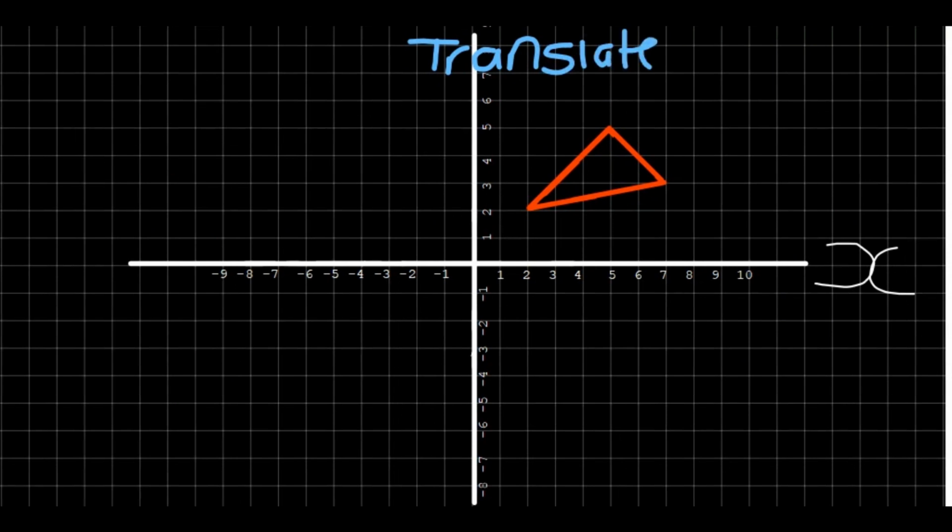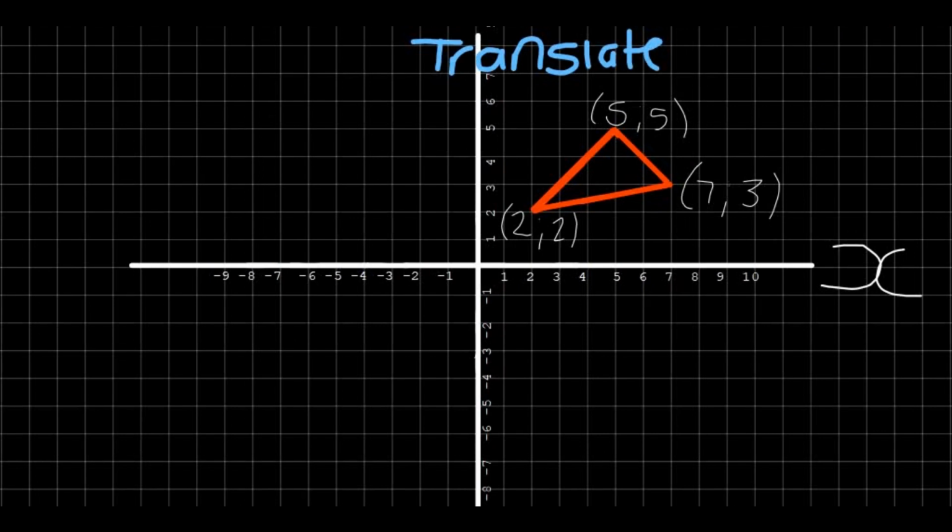Now I have here a triangle, and in this triangle I have a few points. Let's mark the points here. It's going to be 2 on the x-axis, 2 on the y-axis, and 5, 5, this top point or coordinate, and 7 on the x, 3 on the y. Okay. So I'm going to translate this shape, and what I'm going to do is shift it left and down.